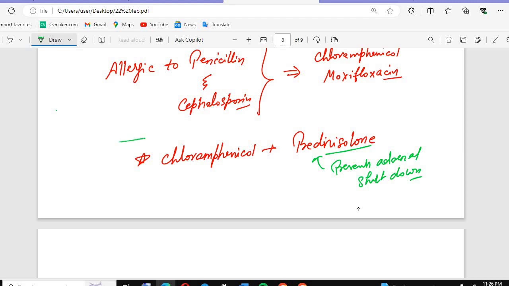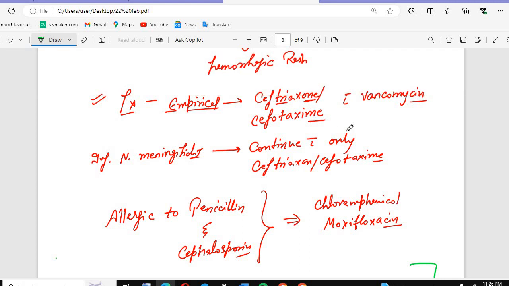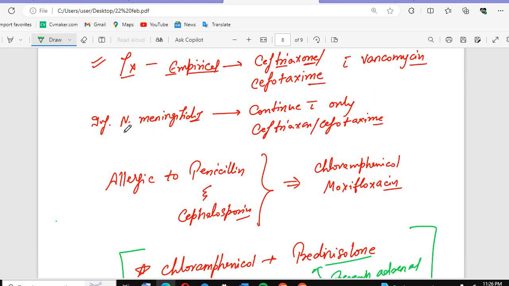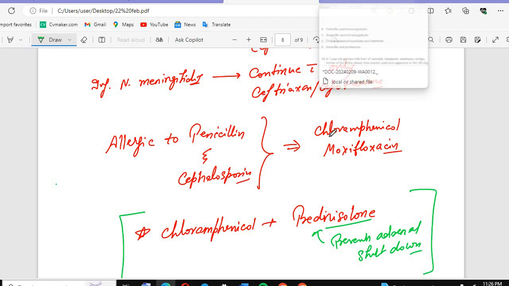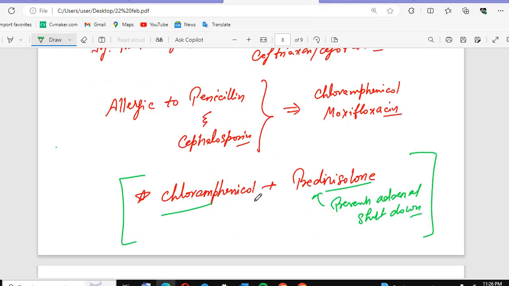So from the Krok point of view, if you are getting pediatric meningitis, remember these drugs, and I already discussed everything with you. If you are getting ceftriaxone, cefotaxime with vancomycin, that can also be correct. If you're getting Neisseria meningitidis, then continue with that. But if there is allergy to penicillin or cephalosporin, then we give chloramphenicol or moxifloxacin. These are the drugs that are important for the Krok.